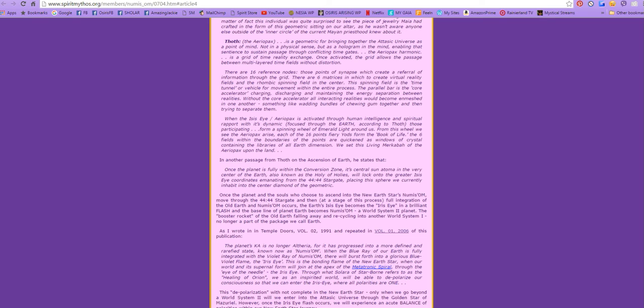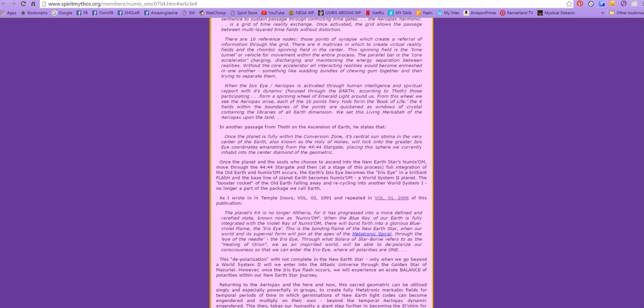So to continue, this depolarization will not complete in the new Earth star. Only when we go beyond a world system 2 will we enter into the Atossic universe through the golden star Missouriel. However, once the Iris Eye flash occurs, we will experience an acute balance of polarities within our new Earth star journey.